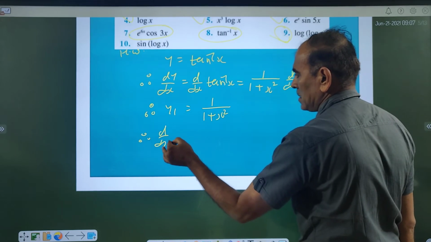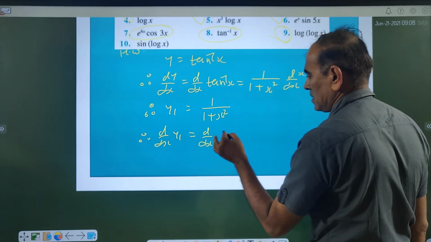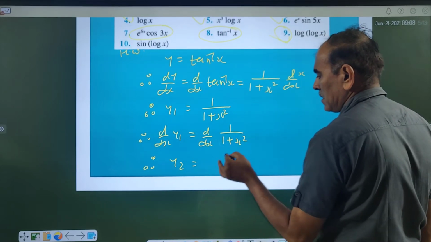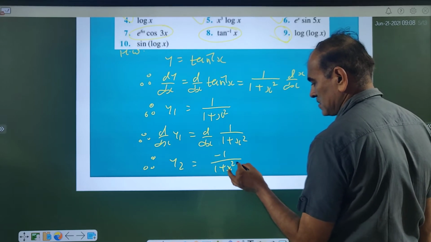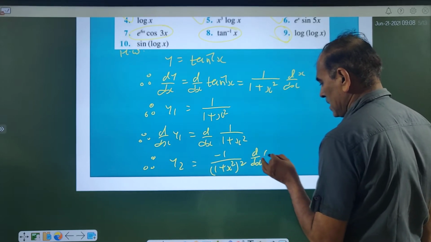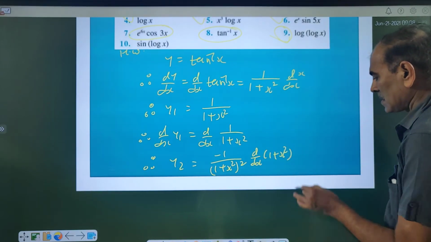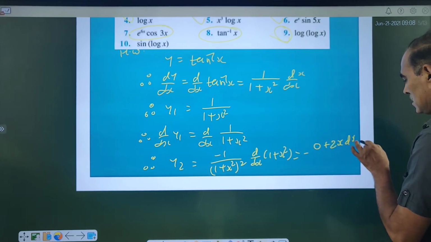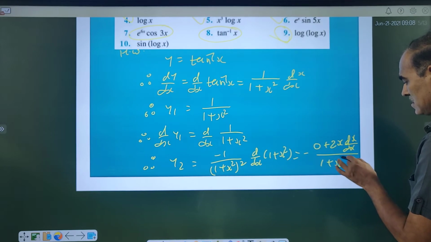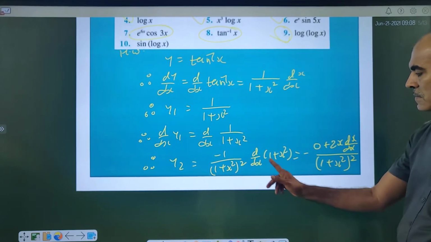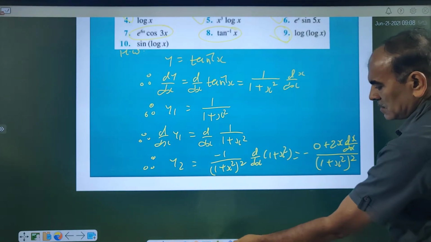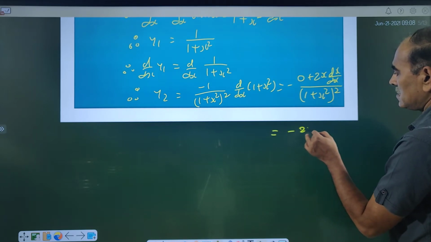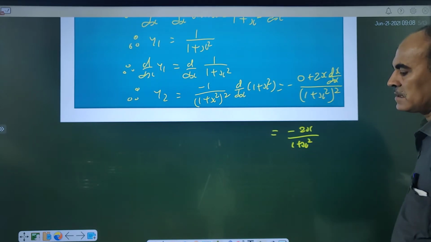So if I take d by dx of y1, it is equal to d by dx of 1 upon 1 plus x square. Here, what we get? Minus 1 upon some function square, d by dx of some function. So minus sign, derivative of 1 is 0, 2x into dx by dx, over 1 plus x square whole square. Derivative of 1 is 0. So what we get? That is equal to minus 2x over 1 plus x square whole square.